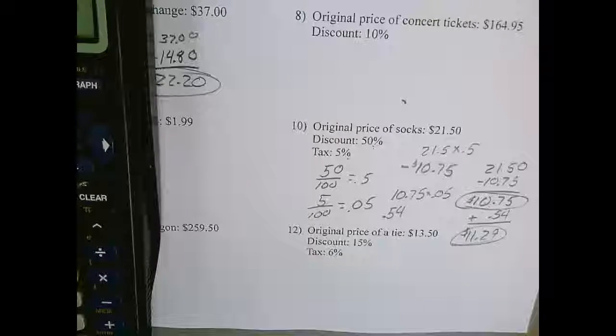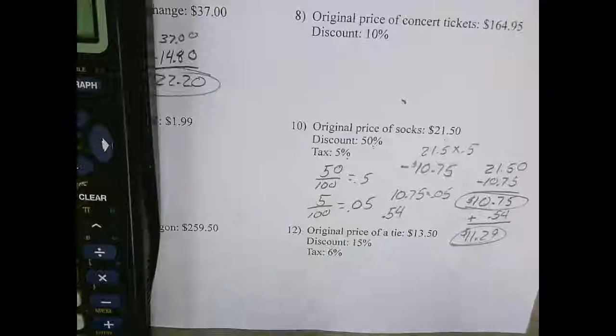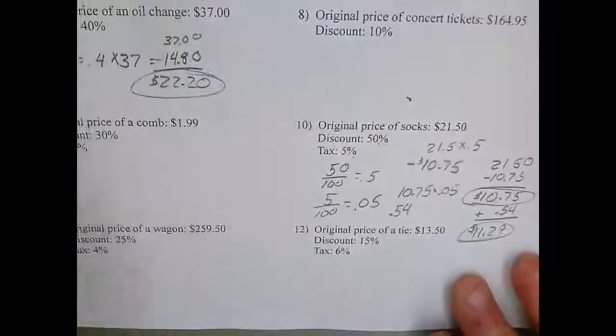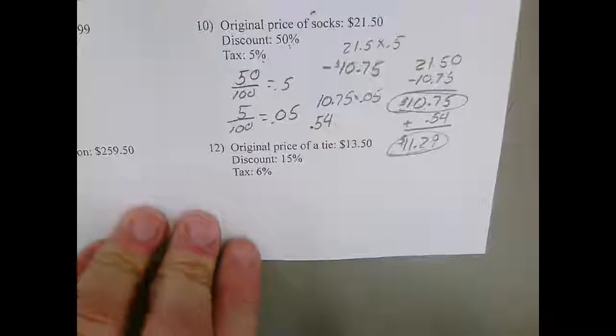Our sales tax is 6%. So if you do the math and you wind up getting a tax of like $10,000 on your $11 transaction, you probably did something wrong, and you should go back and check it. I'll give you a minute to try this one, the price of the tie. So pause the video and I'll start in a second.